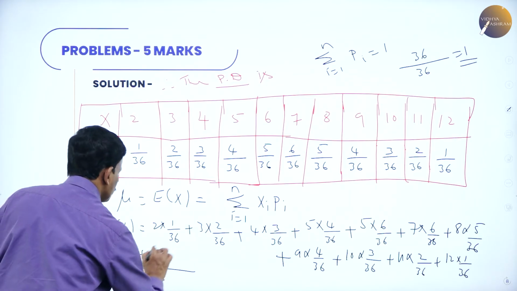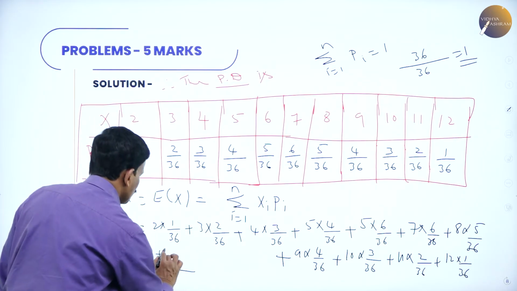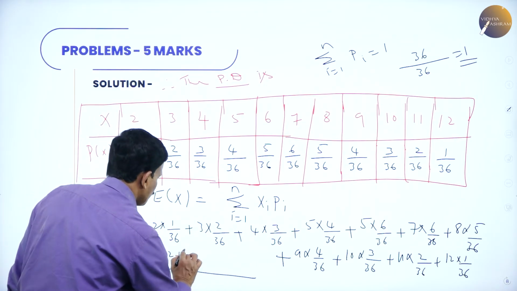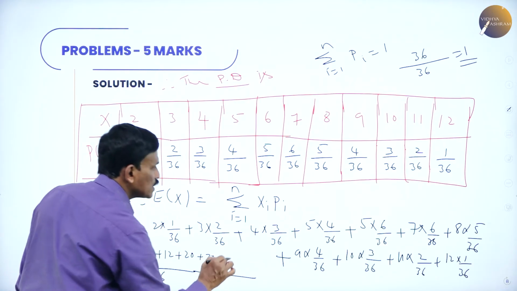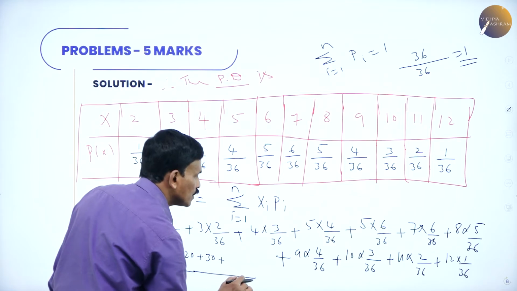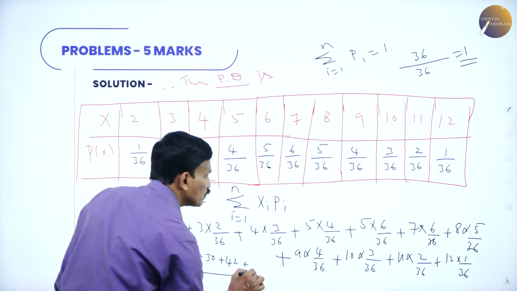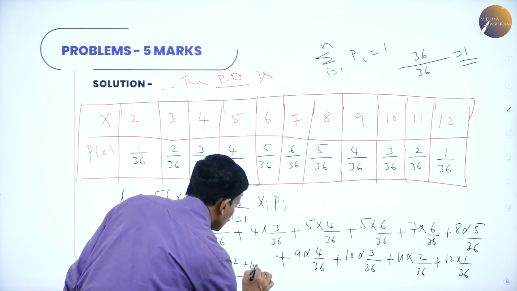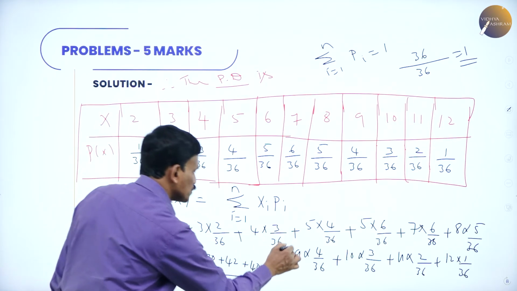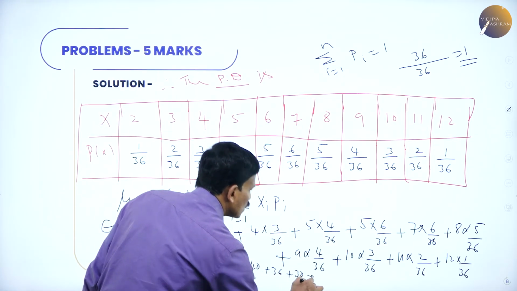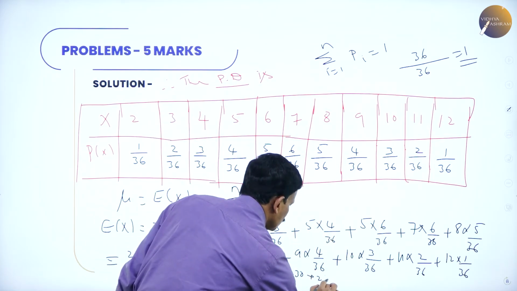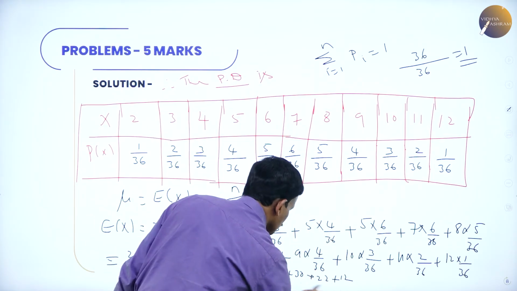2 ones are 2, plus 3 twos are 6, plus 4 threes are 12, plus 5 fours are 20, plus 5 sixes are 30, plus 6 into 7 is 42, plus 8 into 5 is 40, plus 9 into 6 is 36, plus 10 into 3 is 30, plus 11 twos are 22, plus 12 ones are 12.